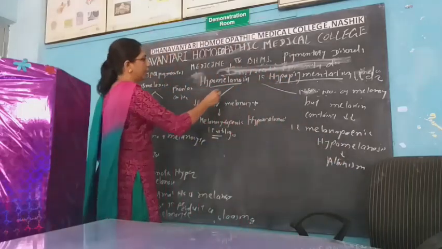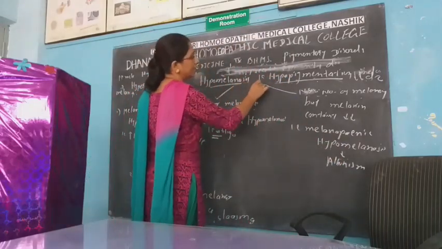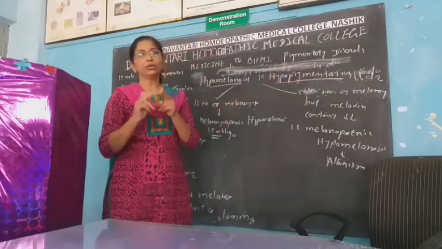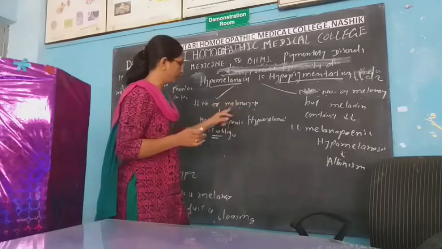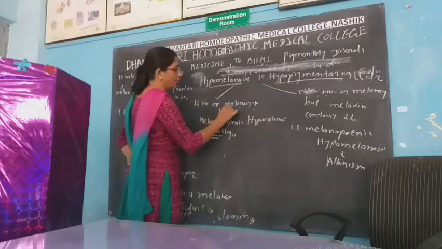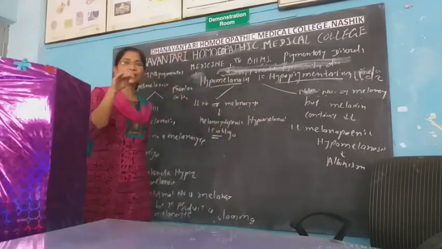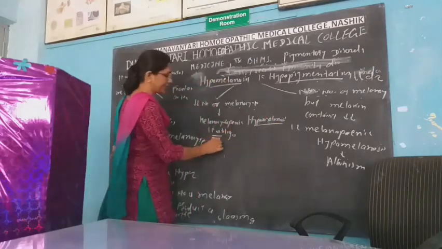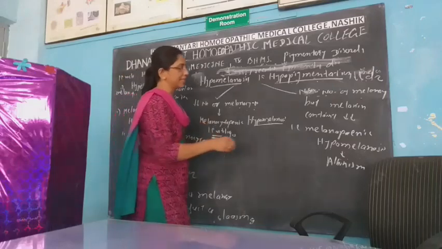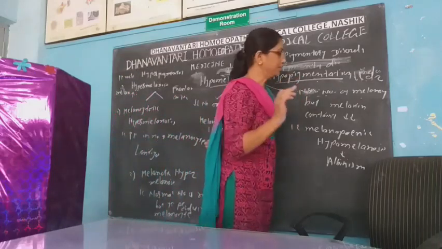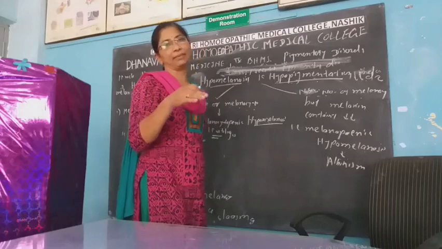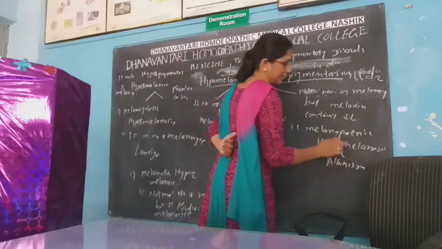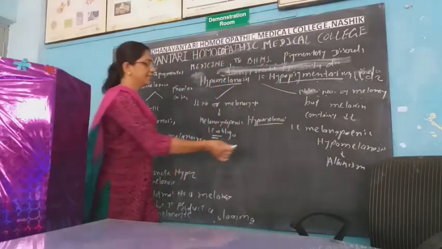I repeat it shortly. First we see hypomelanosis. Hypopigmentation means decreased content of melanin. Depending on the number of cells, it is again of two types. In the first type, the number of melanocytes is decreased. This is called melanocytopenic hypomelanosis. Example is vitiligo or leukoderma. Second, the number of cells is normal but the melanin content is decreased. This is melanopenic hypomelanosis. The example is albinism. It is a genetic disorder.